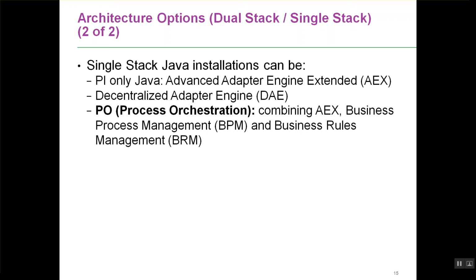So a process integration is not process orchestration. Process integration and process orchestration are separate products from SAP, but process orchestration has all the features of process integration plus some additional features. So you need to be aware that from a licensing perspective, process orchestration has separate licensing, process integration has separate licensing, but from a features perspective, process orchestration includes all the features of a Java only PI and additional features of NetWeaver business rules management and business process management.